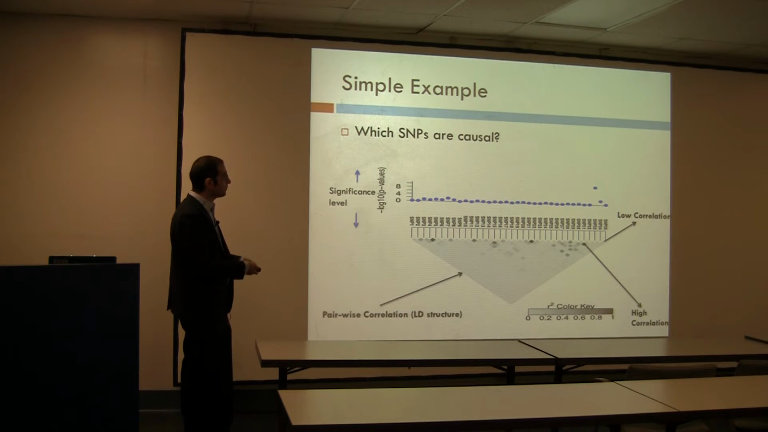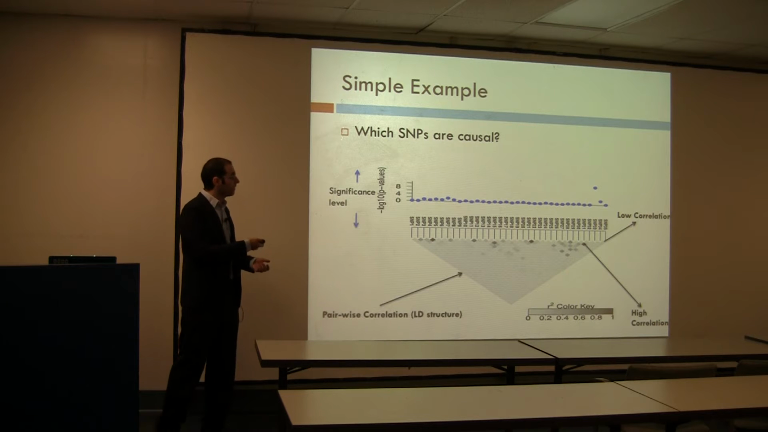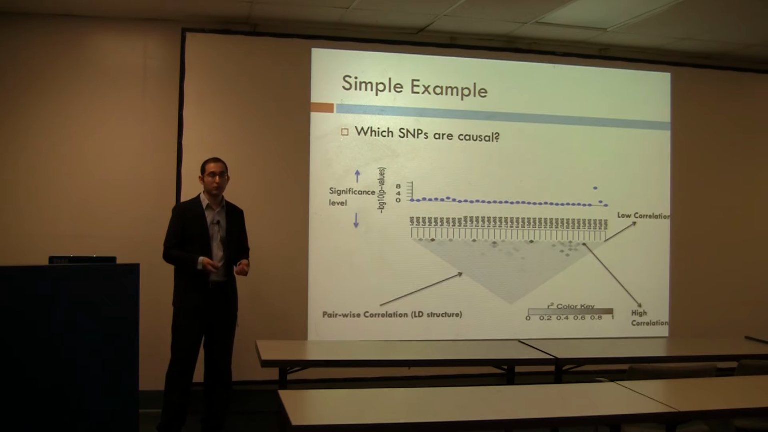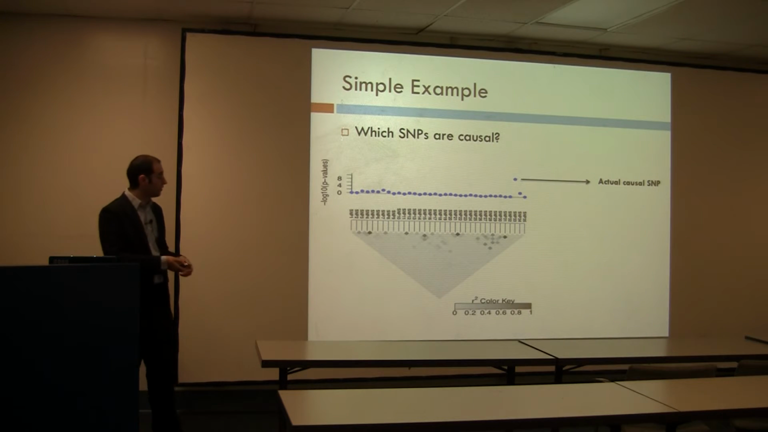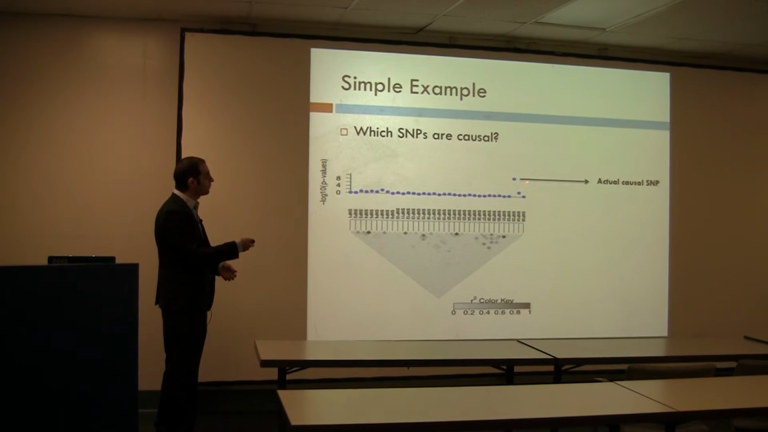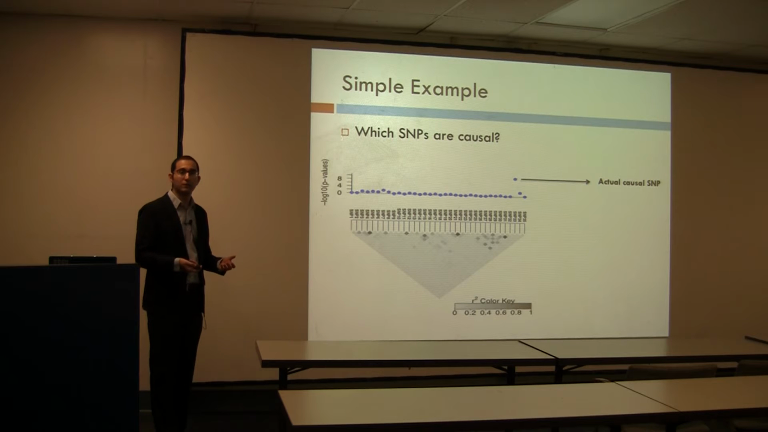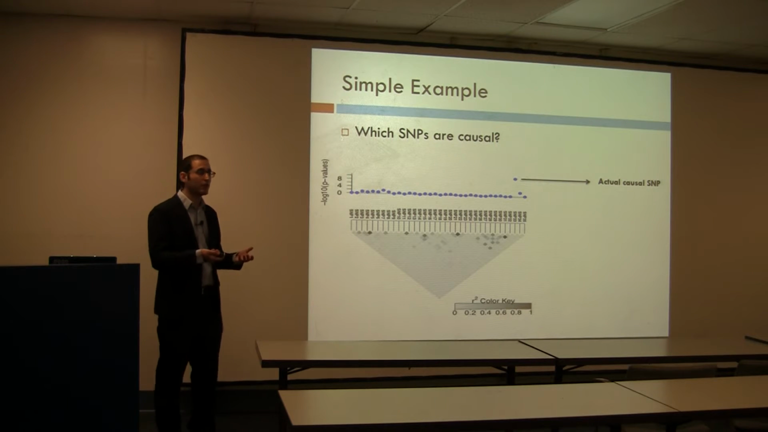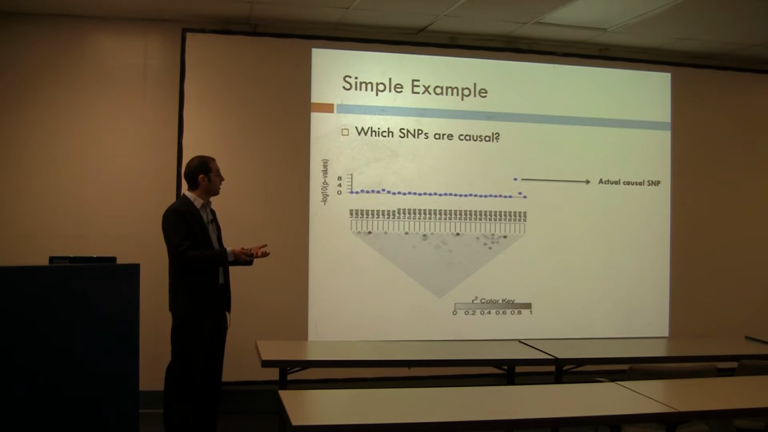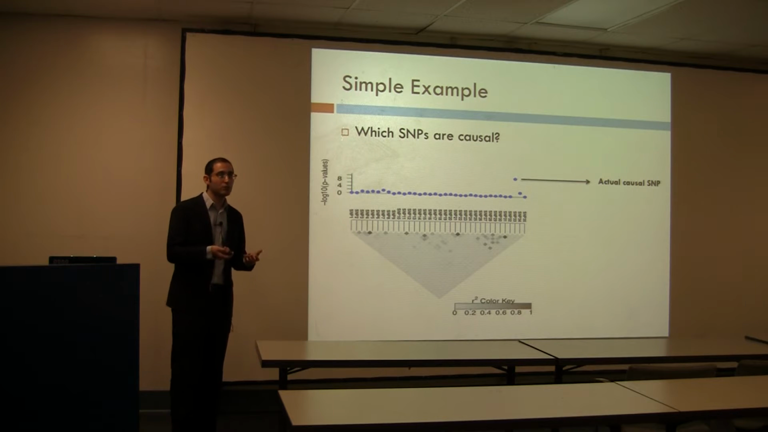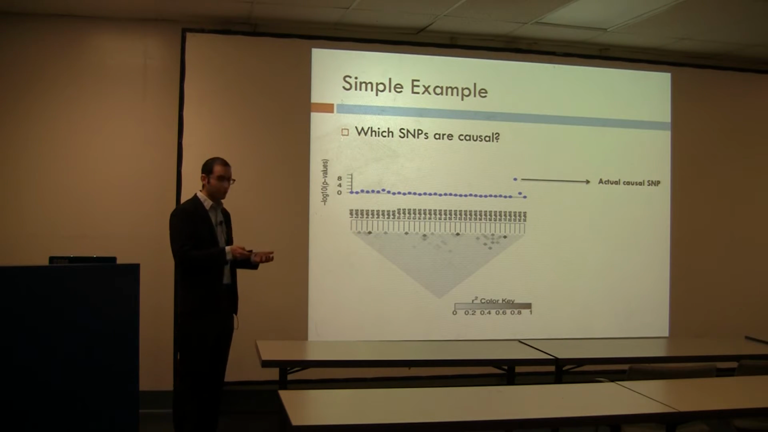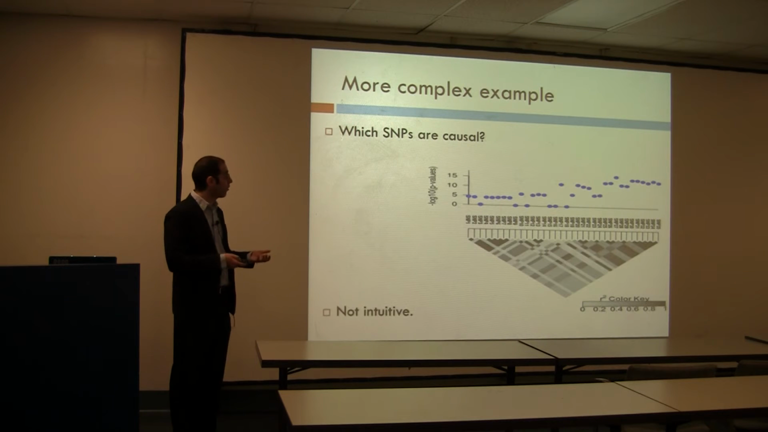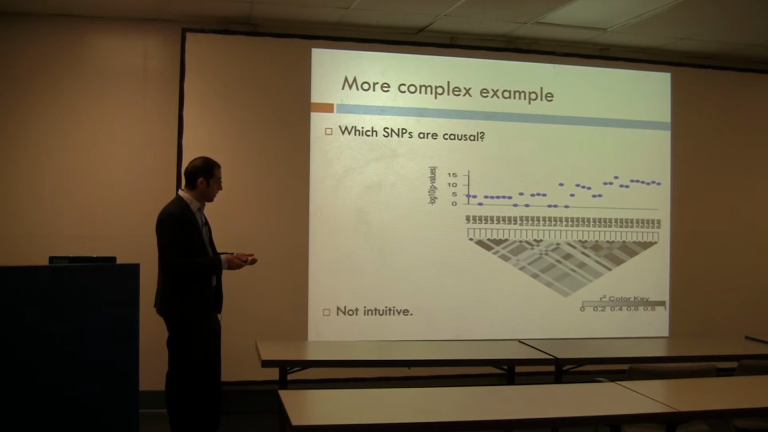Now, if I give you this region and ask which SNP is causal, based on your intuition, you can figure out that this SNP is the causal SNP. Based on the LD and how the statistic was distributed, this is a very reasonable answer, and this is the right answer. We know it is because we implanted this variant to be causal. So using your intuition, you can answer the question of which variant is causal. However, not all cases are that simple.